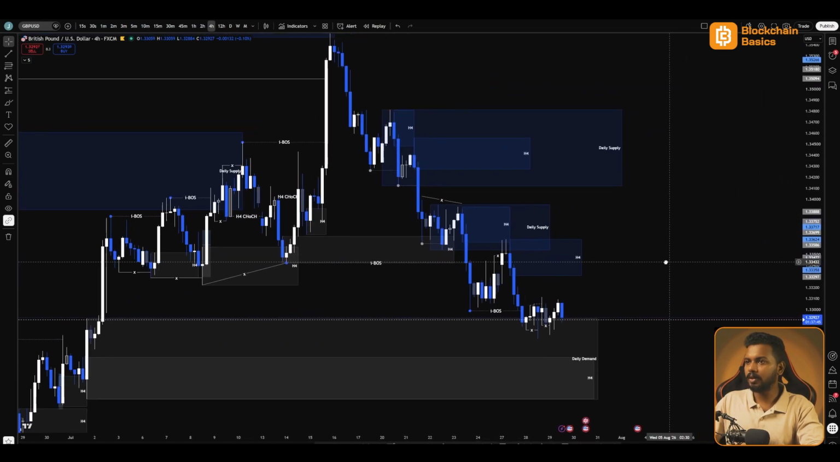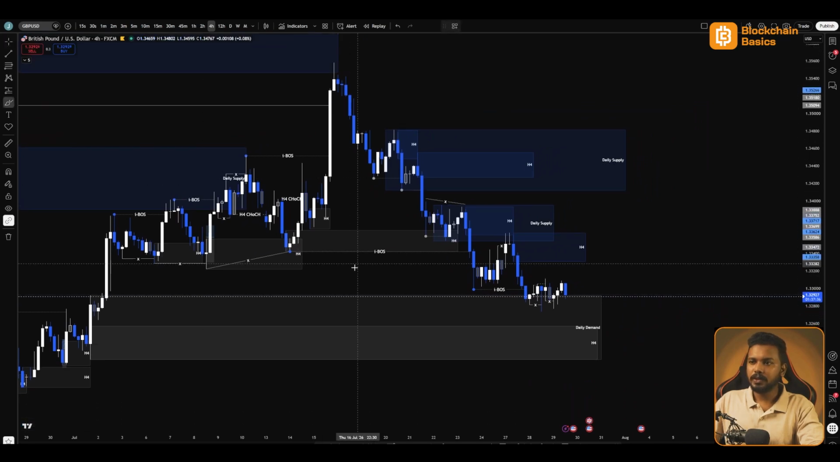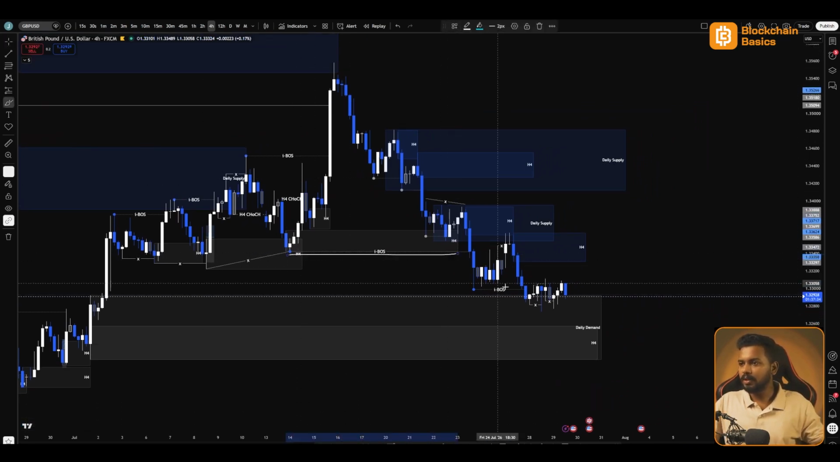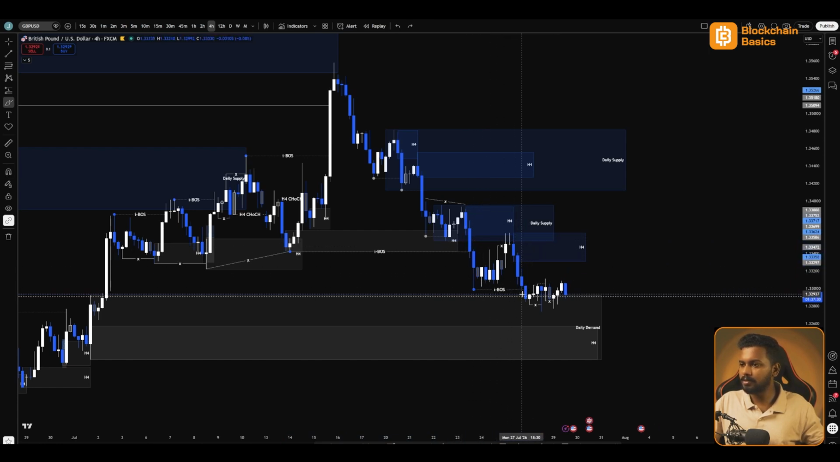So on the H4, we are looking at the recent price action. So we got a bearish internal break of structure over here. After that, we got another internal break of structure. So this is an aggressive way of marking structures. After that, we mitigated this daily demand.